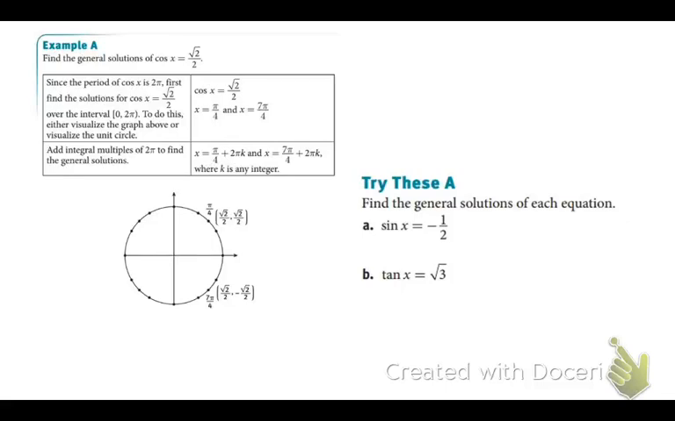So we're going to take a look at that general solution, and now we have a look at the unit circle with it. We're going to find the general solutions of cosine x equal to square root of 2 over 2. So let's do this one, and we're going to write the general solutions for it. Where is cosine x equal to square root of 2 over 2?